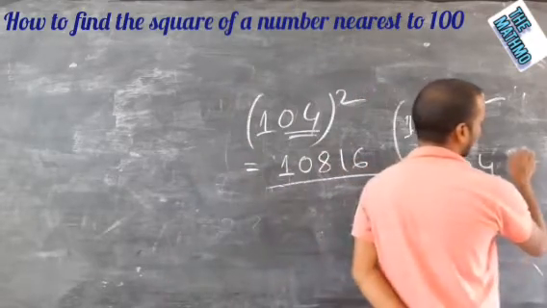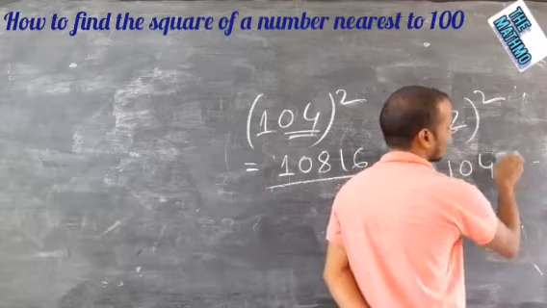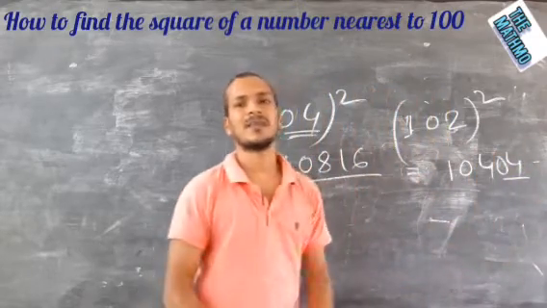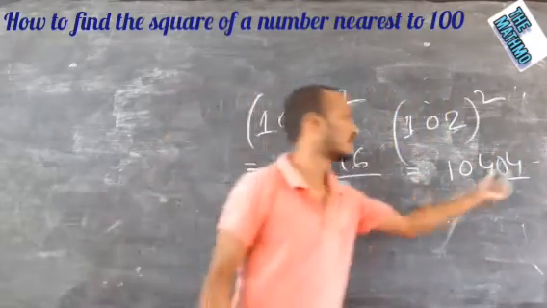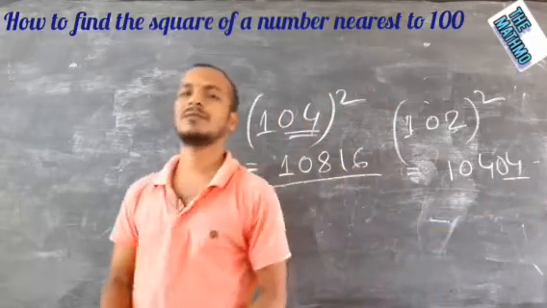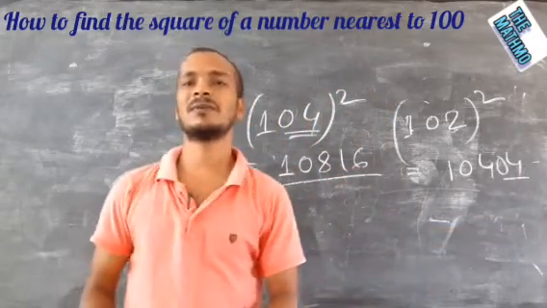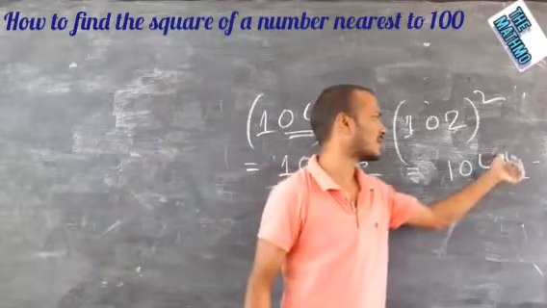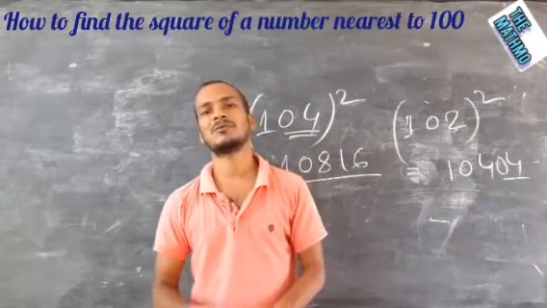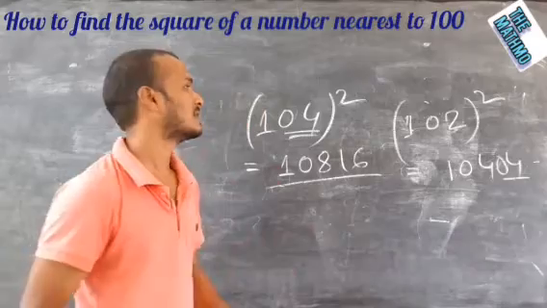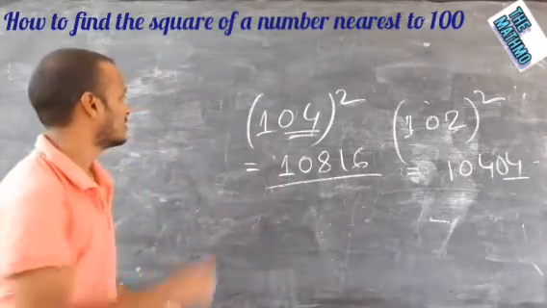And for 4, you do not put only 4. You have to make 2 digits. It is 04. At the last you have to put 2 digits. If it is 4, you have to put 04. If one digit is coming, you have to put a 0 before the digit and make it 2 digits. So you can find the square of any 2 digit number using this process.